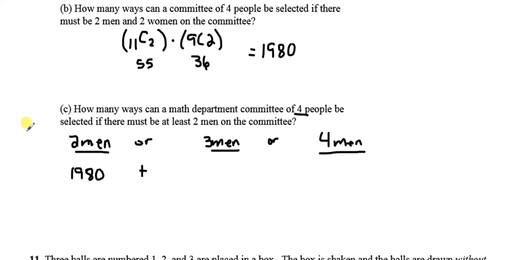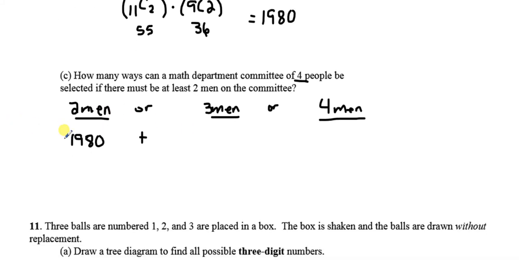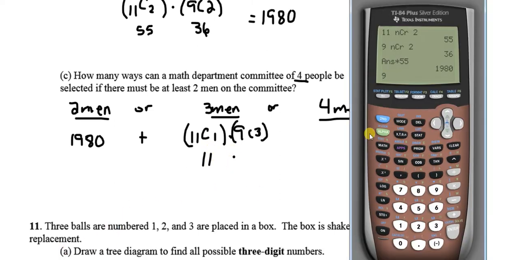So if we have 3 men, we have 11 women and 9 men. So we're going to have 11 women, and we have to choose 1 woman to get a committee of 4. And we have 9 men, and we're going to pick 3 of them. 11C1 times 9C3. That's the problem with doing it without doing it ahead of time. 11C1 is 11 times 9C3.